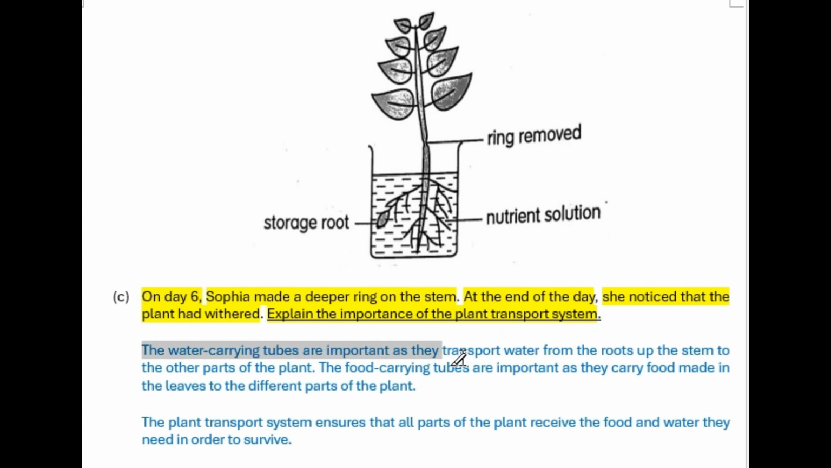The water-carrying tubes are important as they transport water from the roots up the stem to the other parts of the plant. The food-carrying tubes are important as they carry food made in the leaves to the different parts of the plant. The plant transport system ensures that all parts of the plant receive the food and water they need in order to survive.